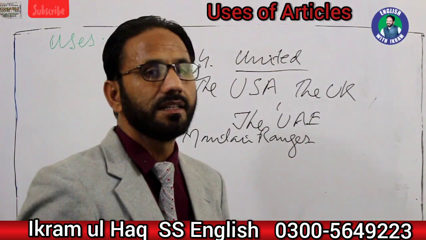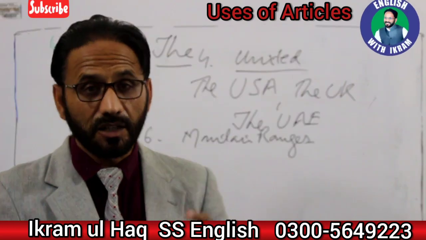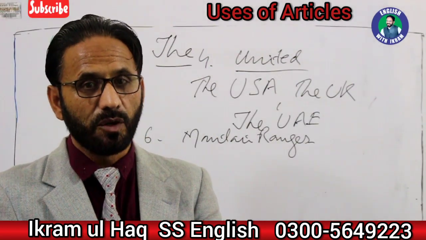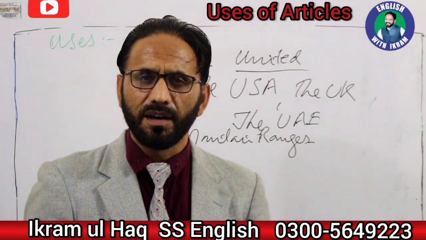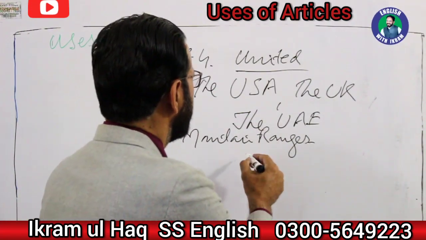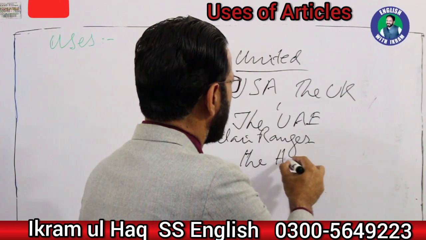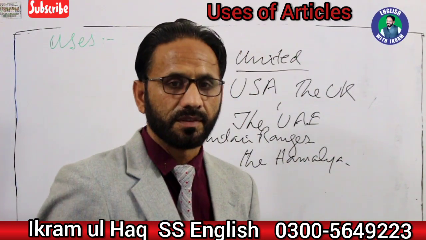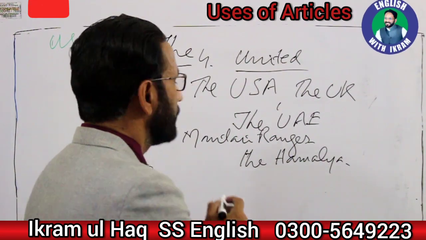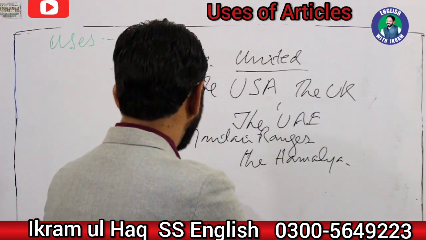The next one is we use the with mountain ranges. We use the article the with mountain ranges, not with the name of mountains. For a chain of mountains, we use the. The Himalayas, for example, this is a range, the Himalayas, the Hindu Kush, right?